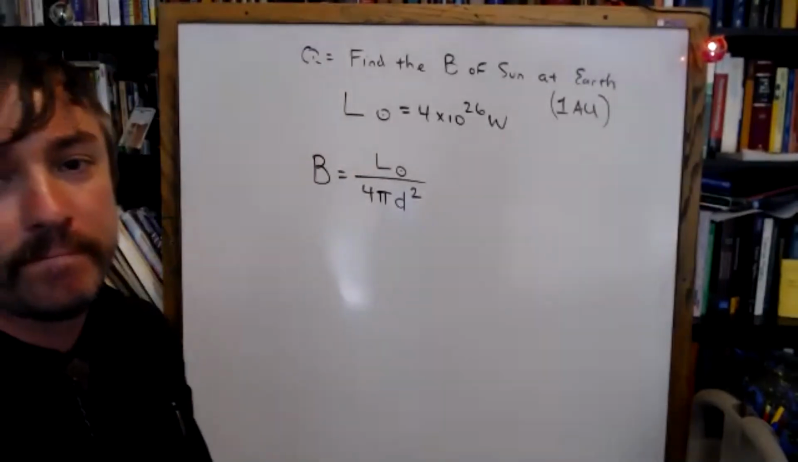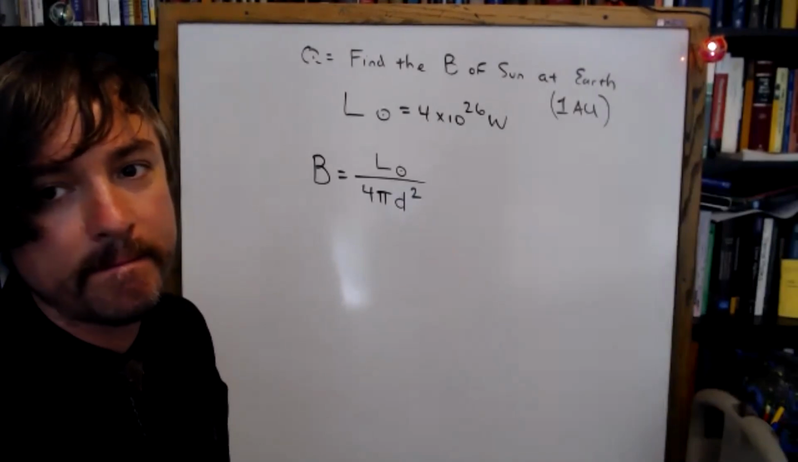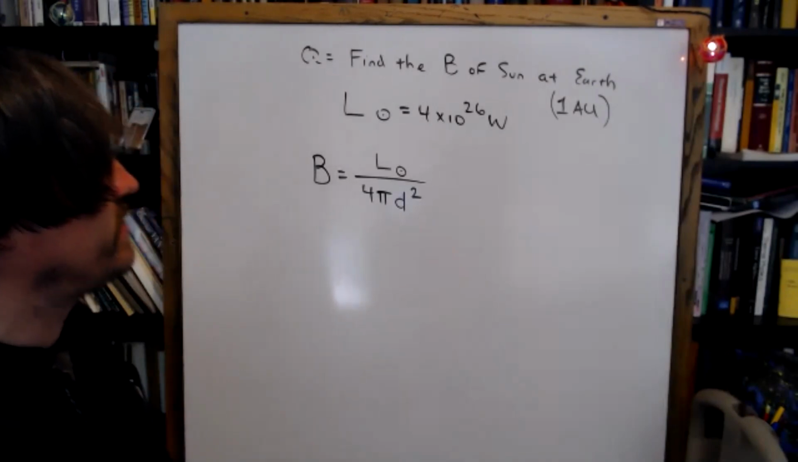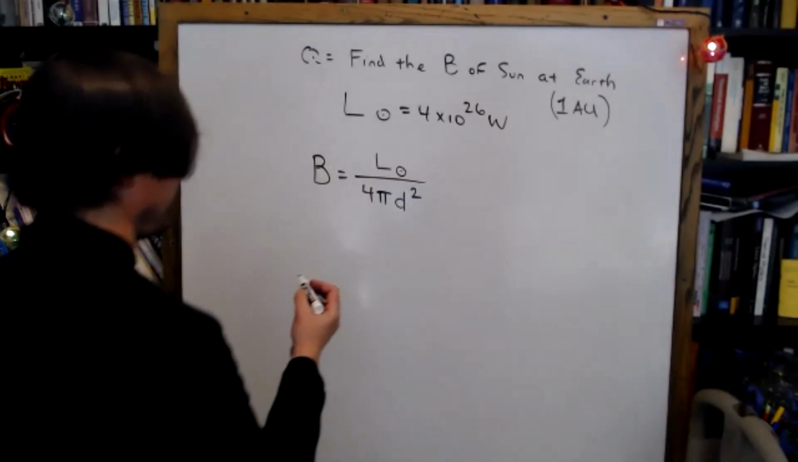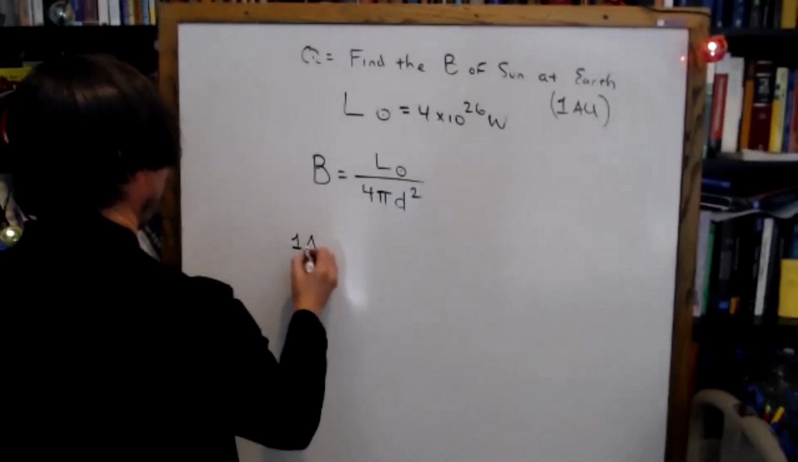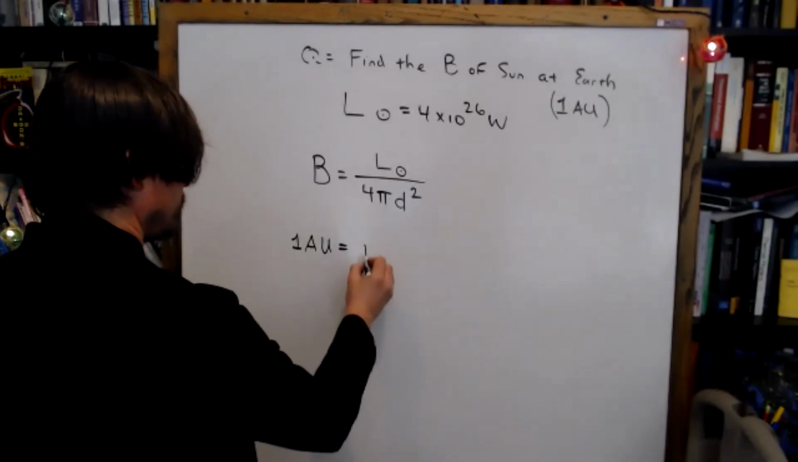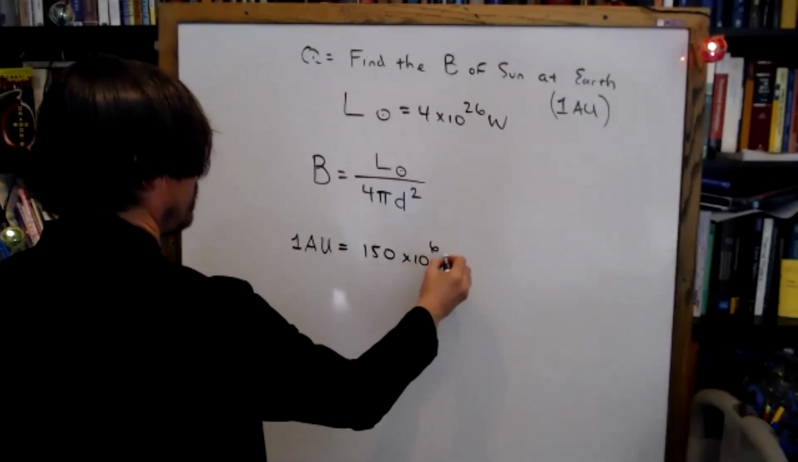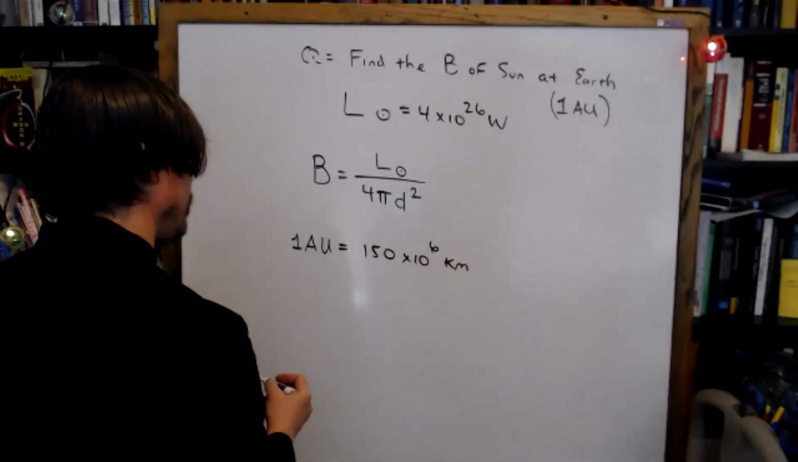Can you repeat that question real quick? I just want to know what I should put in for D. Would it be meters? Good. How many meters is 1 AU equal to? How many kilometers is 1 AU equal to? 150 times 10 to the 6. Kilometers. How many meters is that? Wouldn't you just times it by 1,000? Sure.